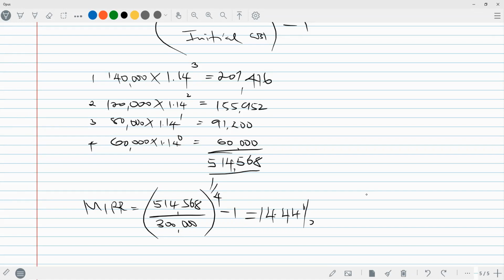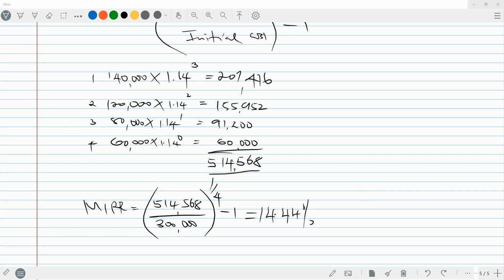Don't forget, for the IRR, we use the present value, not the other way around. This is about the future value, but now this is about the present value. This is about the future value and the MIRR, the modified IRR. And for IRR, we use the present value.